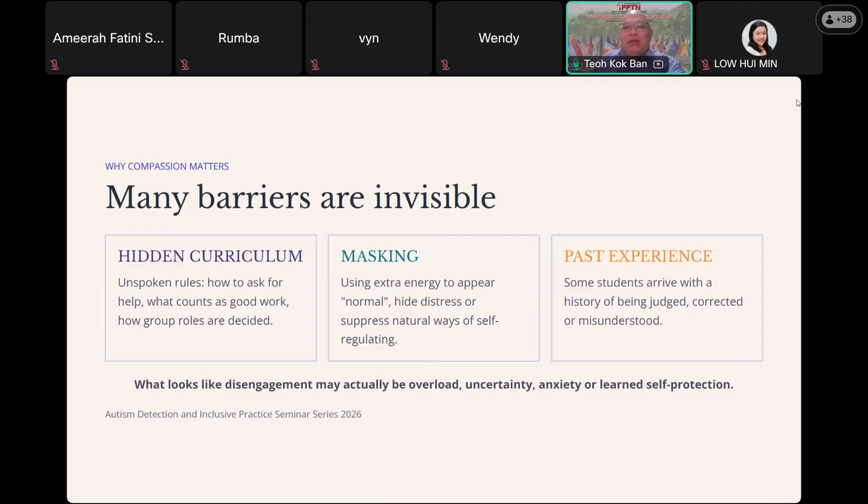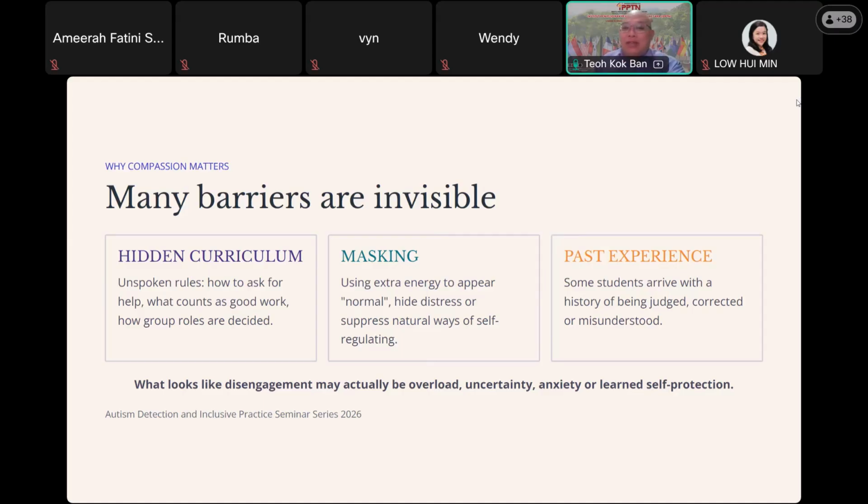To us, it may look like they are disengaged, not interested in our class, or maybe just being rude, but that's not the fact. Maybe it could be overload, it could be uncertainty when they learn. It could be anxiety, or it may be a form of self-protection when they behave in a way that is different from other students. So again, the key message is do not assume too quickly if we see them being different.